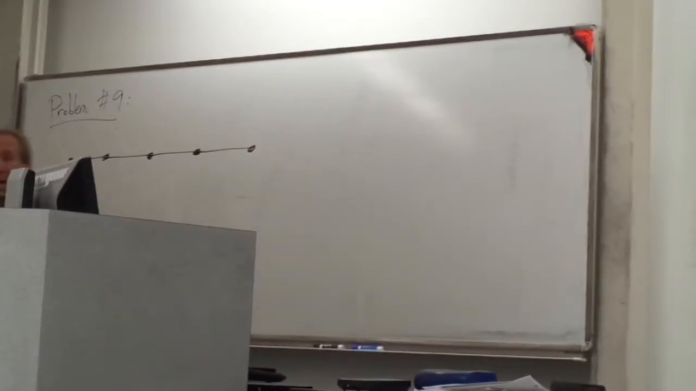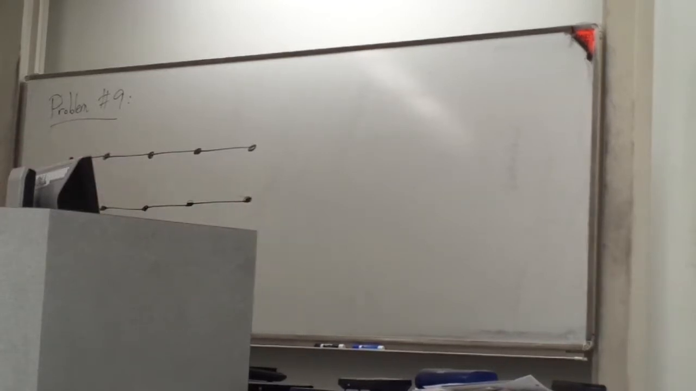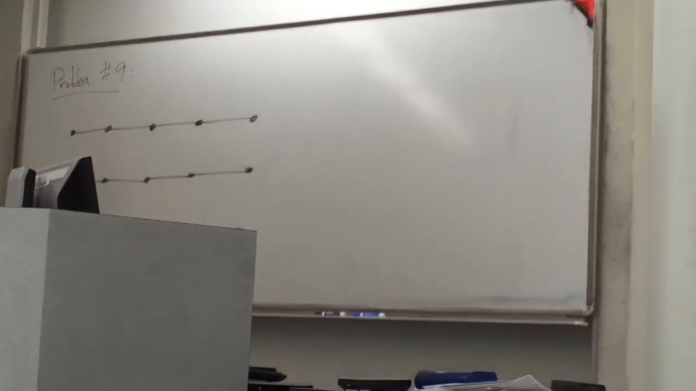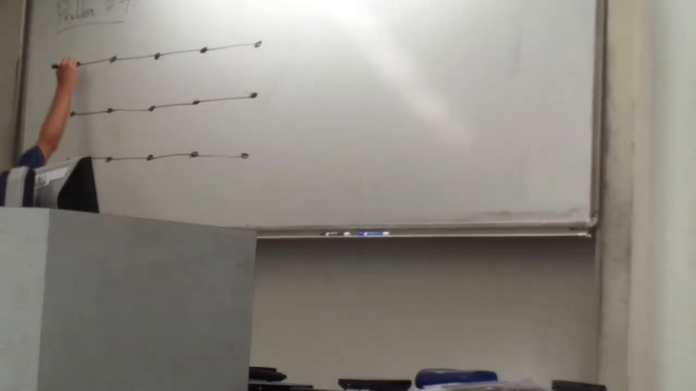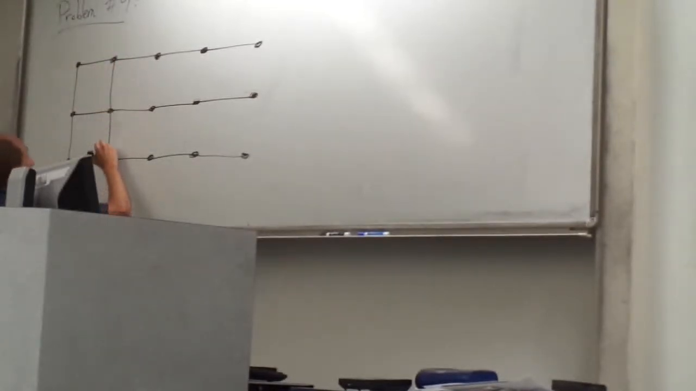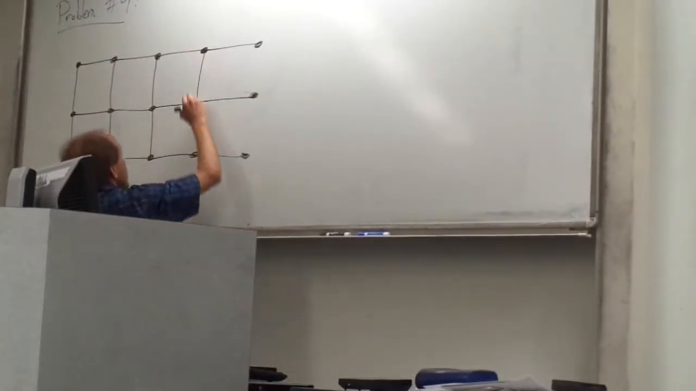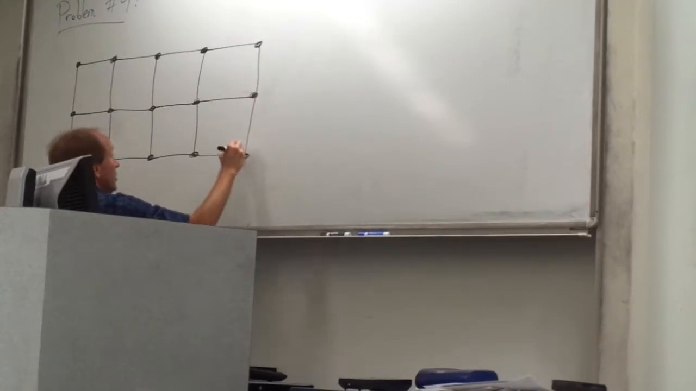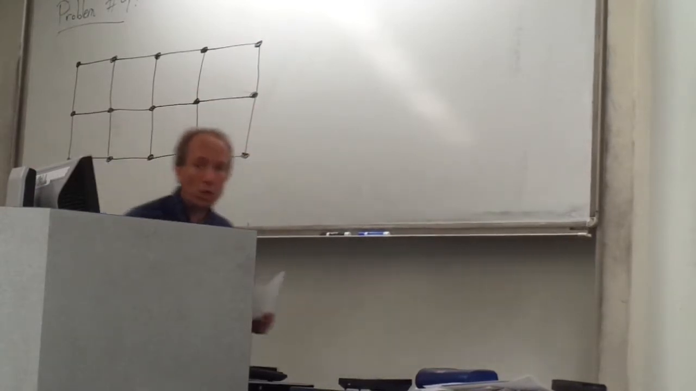We have a row of 5. Then we have another row of 5. And then we have another row of 5. So make 3 rows of 5 on top of each other, and then connect them vertically. So you're basically making what is often called a mesh graph. It's a mesh graph, essentially.